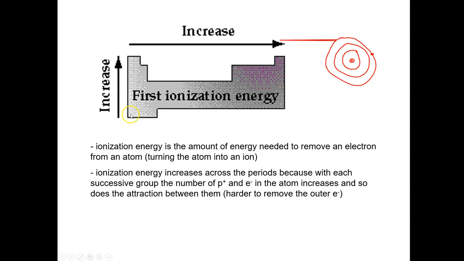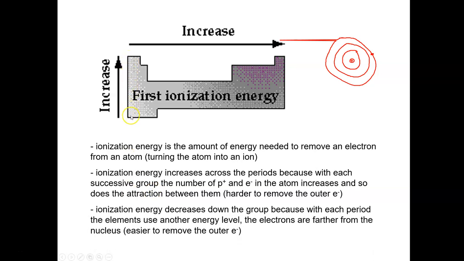Francium in this corner here has 7 energy levels. So that means that its outer electron is on the 7th energy level, way far away from the nucleus. It wouldn't be so hard to remove that. So when we go down the groups, the ionization energy decreases down the group because each period has more and more energy levels. Once again, we use that same reasoning. So francium has 7 energy levels. Hydrogen only has 1 energy level.